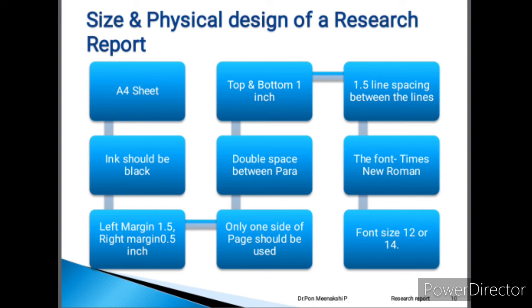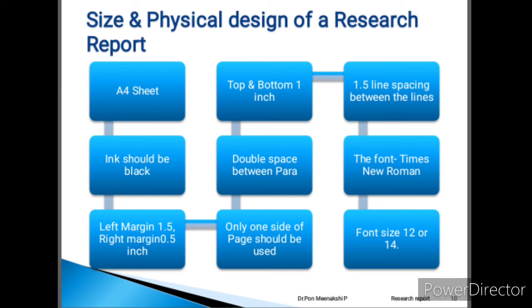You have to take a printout on A4 sheet. As all know, the ink should be black. Left margin is 1.5 inches because of the binding space; we require some more inches. Top and bottom are commonly 1 inch. Ma'am, where to keep the page number? Students get this doubt. Usually you keep the page number at the bottom center. Double space between paragraphs, and only one side of the page should be used. Use 1.5 line spacing, always Times New Roman, and font size 12, 14 or 16 is accepted. So this is the basic requirement for preparing a research report.